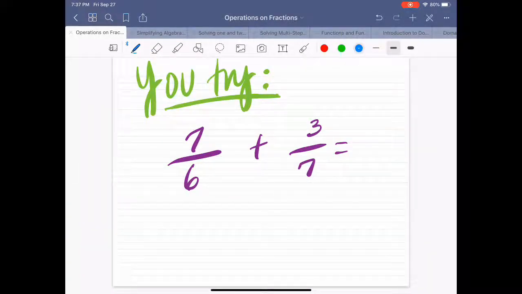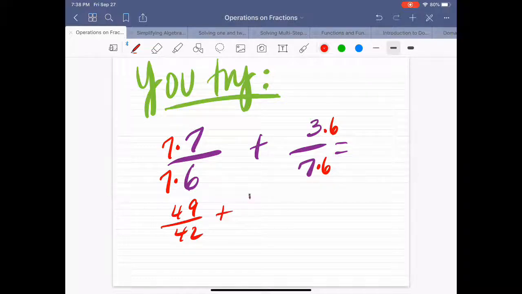Now try this example. Pause the video. Okay, so on this example, our common denominator is 42. So to get that 42 at the bottom, you multiply this by 7, both top and bottom. And then on the second fraction, you multiply both top and bottom by 6. So do the math. You get 49 over 42 plus 18 over 42.